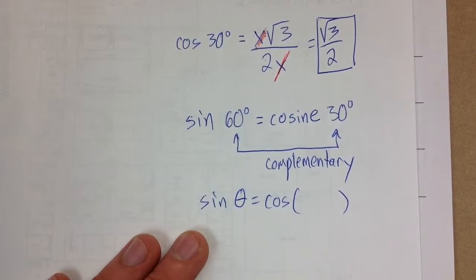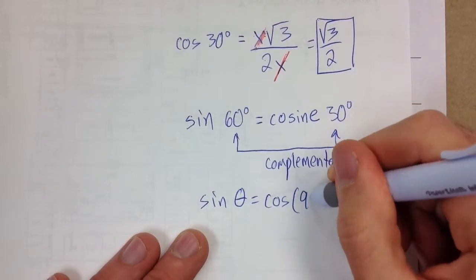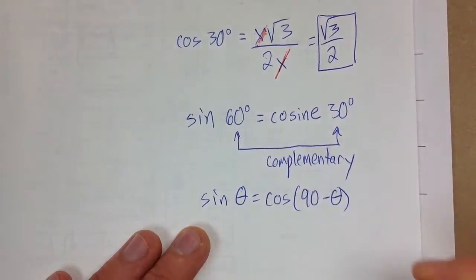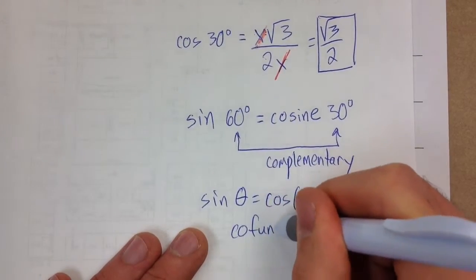Its complement. Thank you. And how can I express that algebraically? 90 minus whatever the variable is. In this case, it's theta. This is called a cofunction relationship.